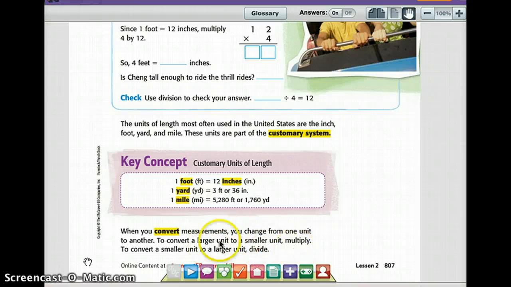So not numbers, units. For example, a larger unit, a foot, is larger than an inch. So if we were converting feet to inches, we would multiply. And then to convert a smaller unit to a larger unit, we divide. So again, not numbers, units. The smaller unit would be inches in this case, because an inch is smaller than a foot if you look at it. And if we're converting inches into feet, we would then divide.